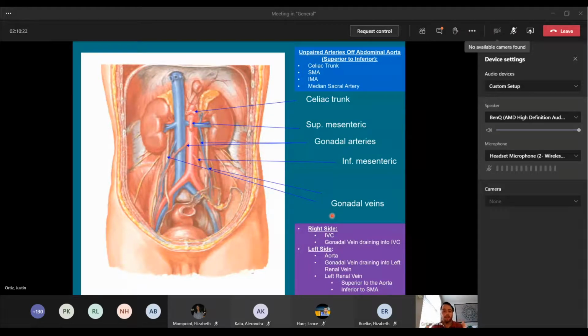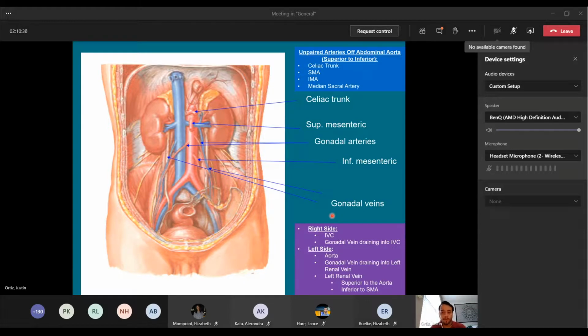I would also note what he said in the lecture, basically, is that on the right side, your IVC. So if you're looking at a cadaver image and you're trying to decipher where you are, if you see the IVC and the aorta, you always know that the IVC is going to be on the right side. The abdominal aorta is always going to be on the left side. And that's number one. That's important to know.